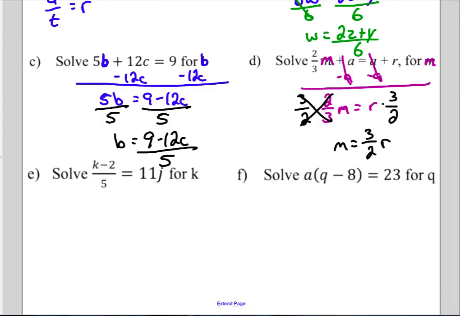All right. Last couple on this page, and then we'll get to some bigger ones. So this time I want to solve for k.